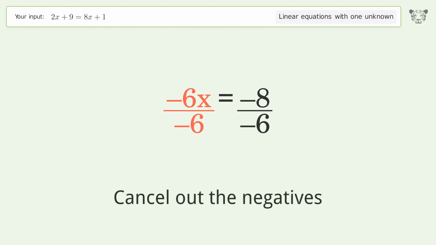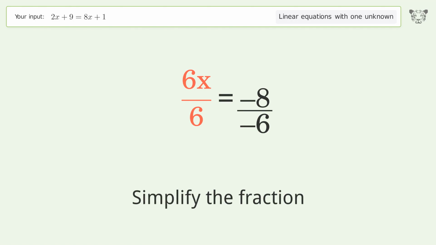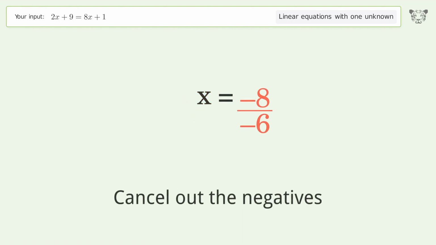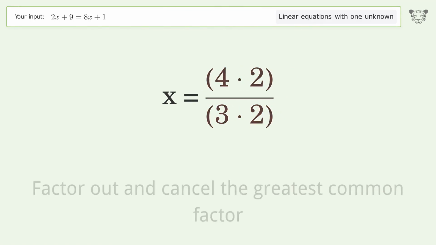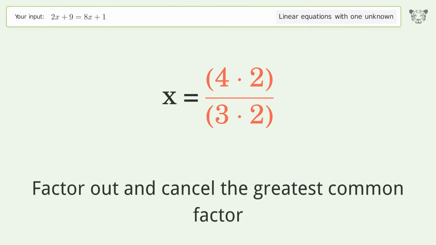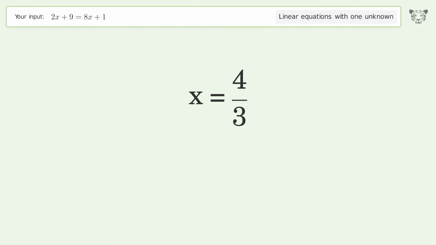Cancel out the negatives. Simplify the fraction. Cancel out the negatives. Find the greatest common factor of the numerator and denominator. Factor out and cancel the greatest common factor. And so the final result is x equals 4/3.